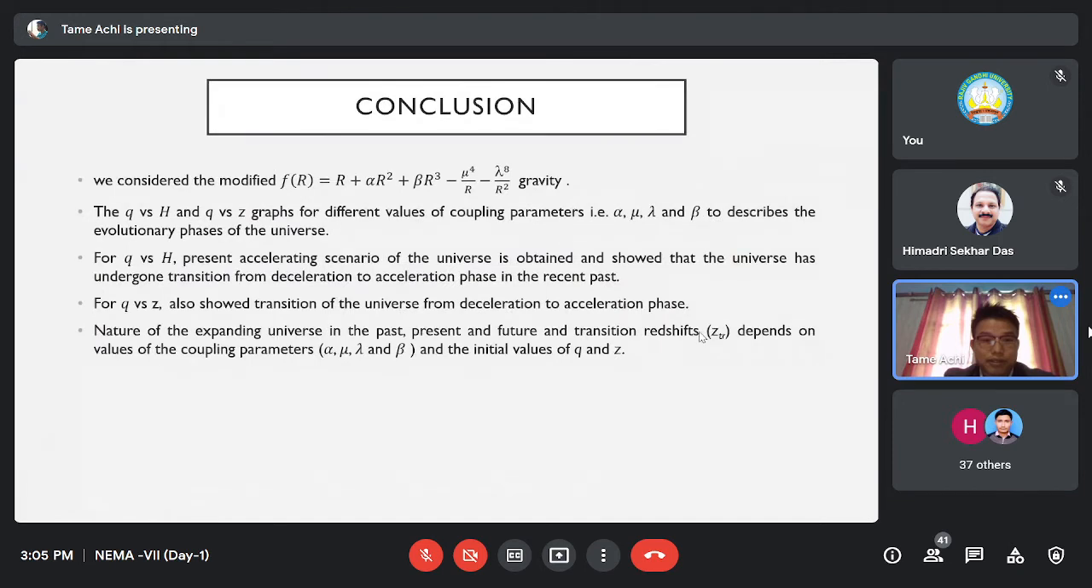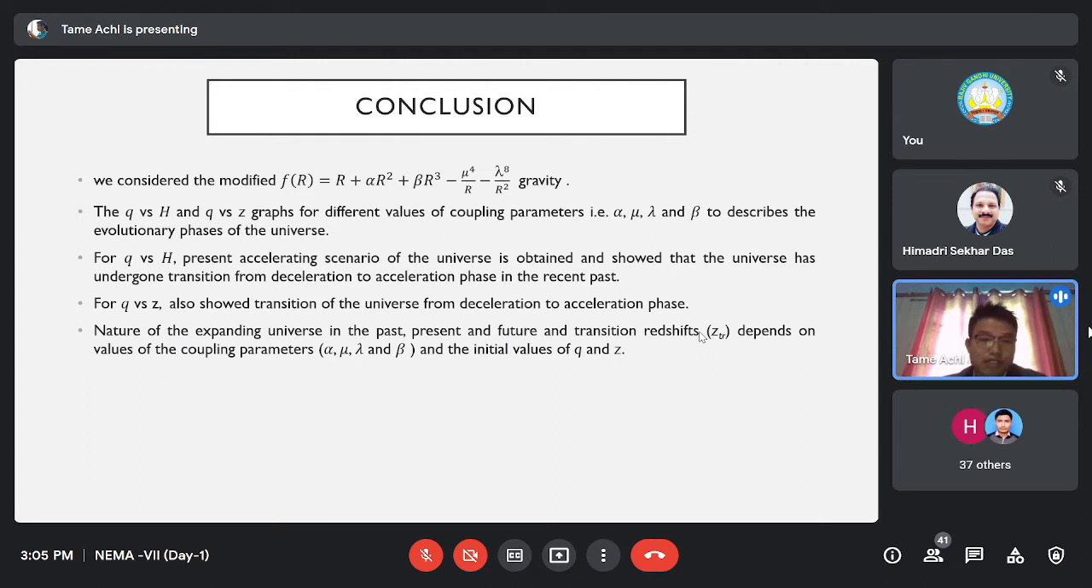So in conclusion, we have considered an FFR model to modify the Einstein field equation, and we plotted Q versus H and Q versus Z graphs for different values of the coupling parameters, that is alpha, mu, lambda, and beta, to describe the evolutionary phases of the universe. For Q versus H, the present accelerating scenario of the universe is obtained, and the universe has undergone transition from deceleration to acceleration phase in the recent past.